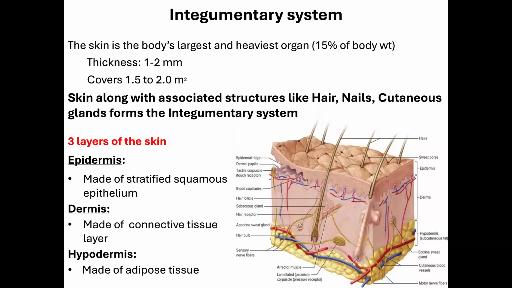Thickness of skin, 1 millimeter, 2 millimeter, that's all. But it covers a big area, right? About 2 square meters. The skin is actually the biggest organ in the body.